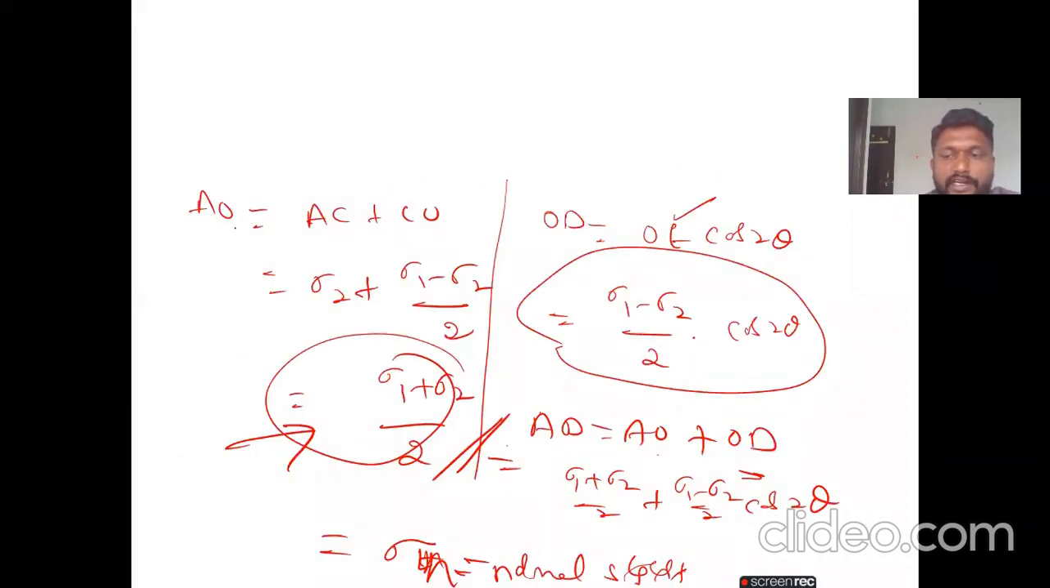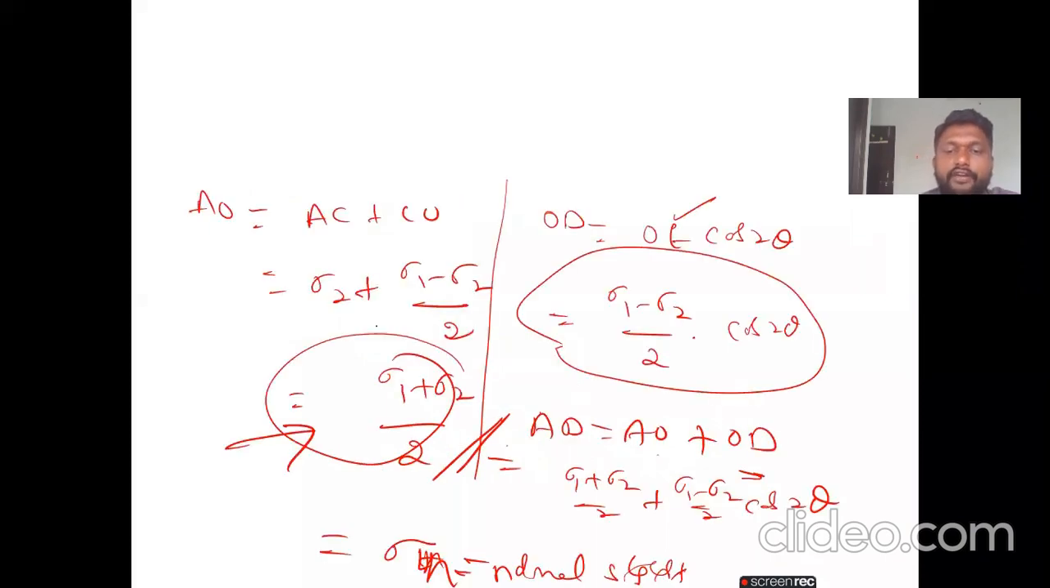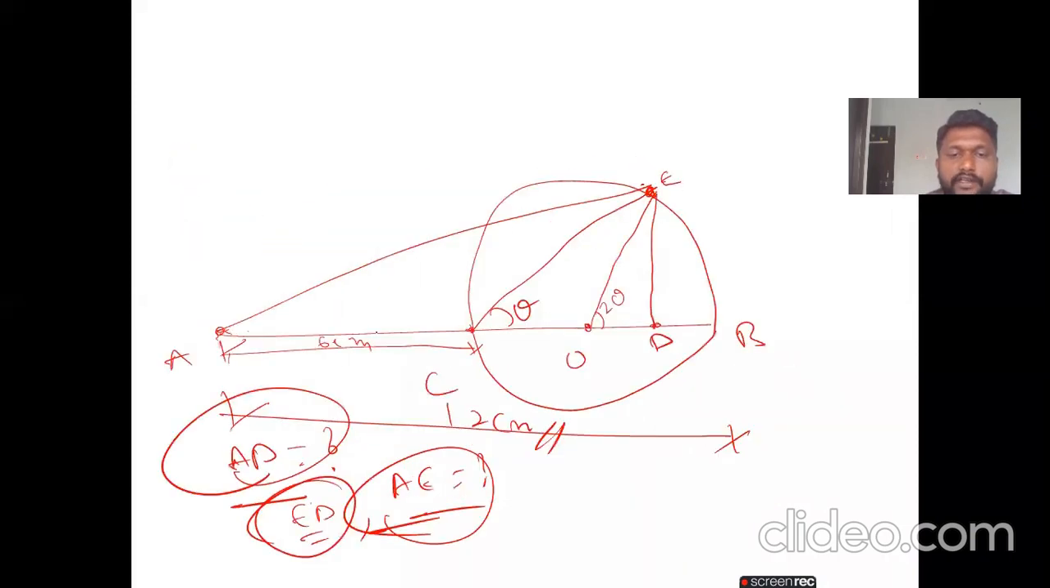First, we have to calculate AO. Then we will calculate OD. Then we will get the normal stress. So the length of AD: you have to calculate AD equal to AO plus OD. Same here also, AD equal to AO plus OD, my dear students.